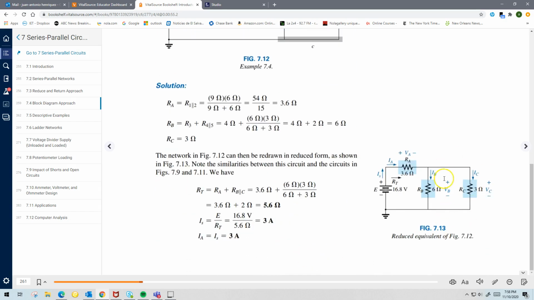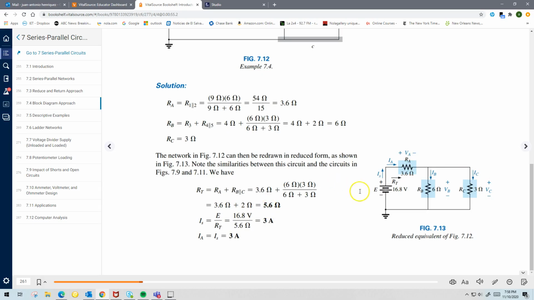They want to know all the voltages. They want to know all the currents. Again, you can start by finding the total current, combining these two, the 6 and the 3. The 6 and the 3 gives you a 2 ohm resistance. 6 times 3, 18, divided by 9 gives you a 2 ohm resistance. And you add that to the 3.6, so the total resistance now is 5.6 ohms.